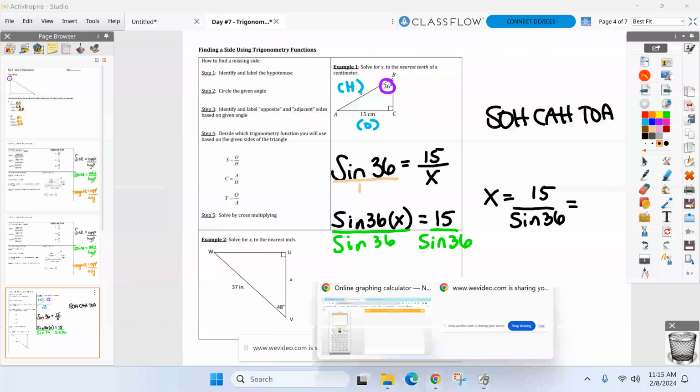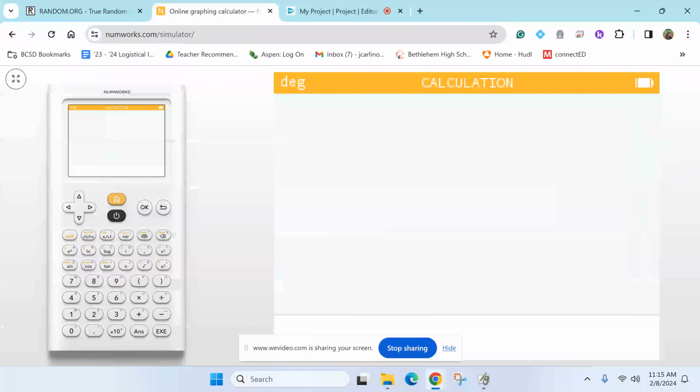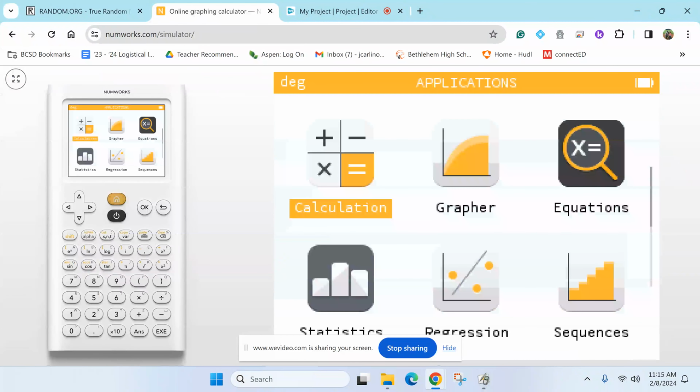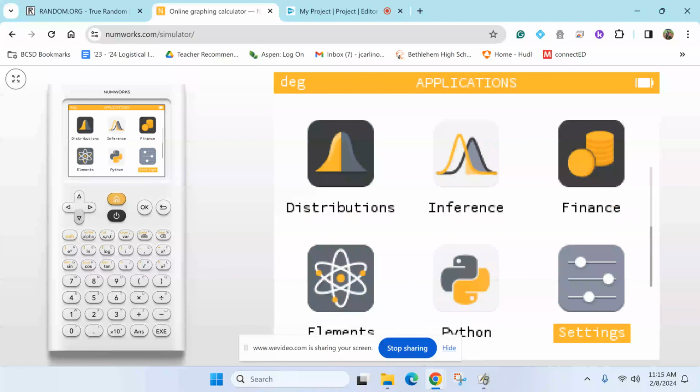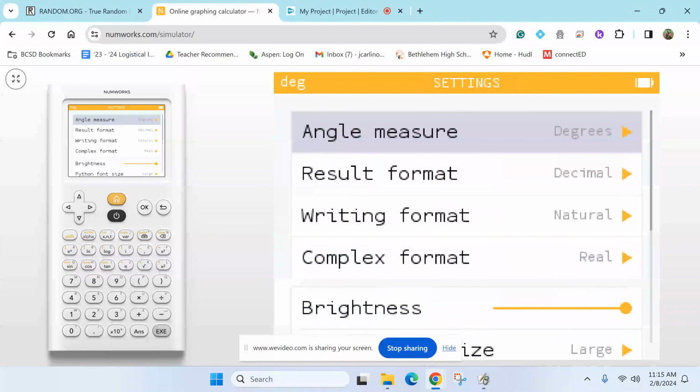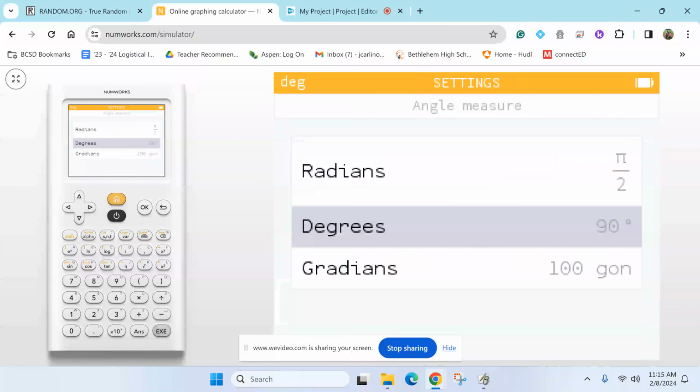So if at any time there's something else other than DEG, like Thomas has right now, here's how you change it. If it's something else other than DEG, we go to the home screen. And Thomas, you want to go all the way down to the bottom right to settings. Settings, it'll say something other than degrees here. So you enter and then make sure it's in degrees.